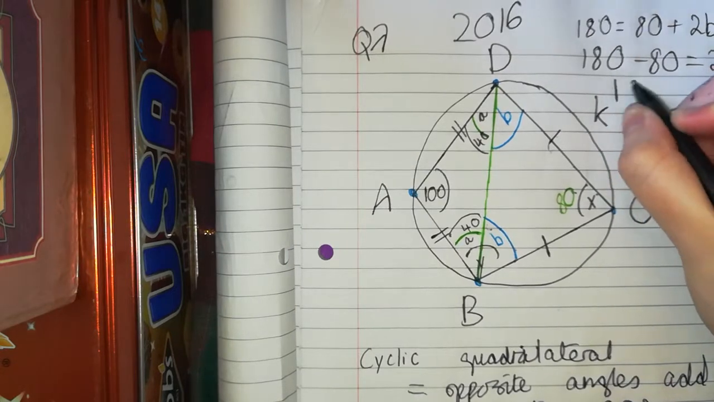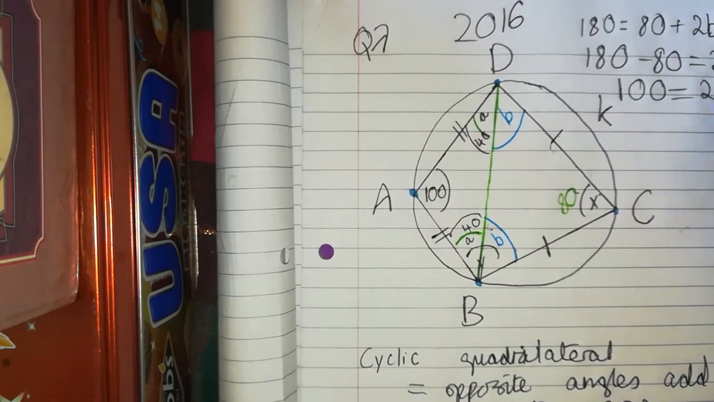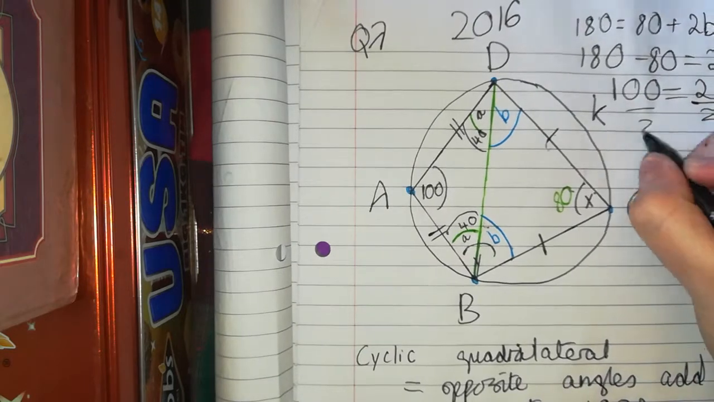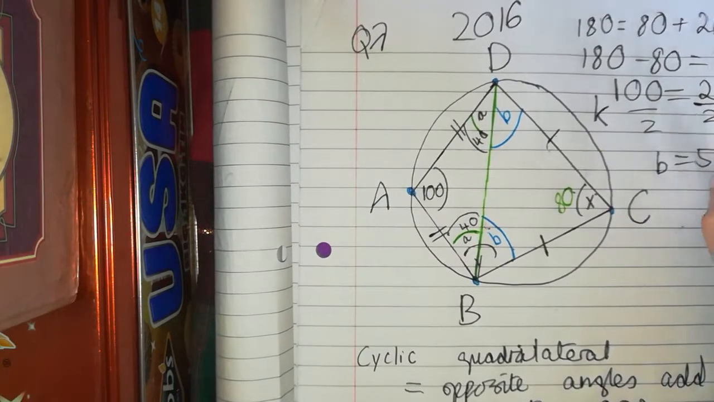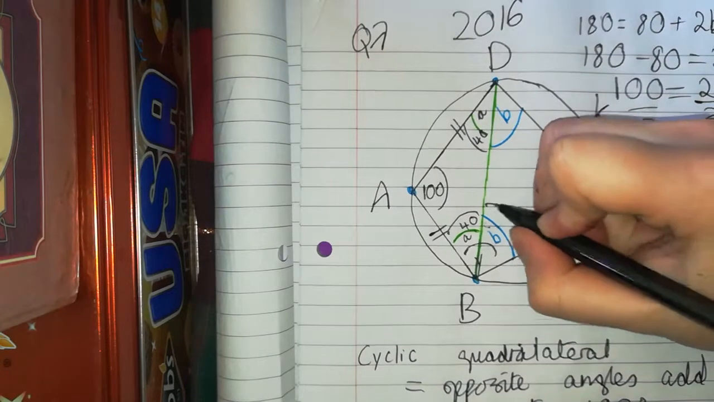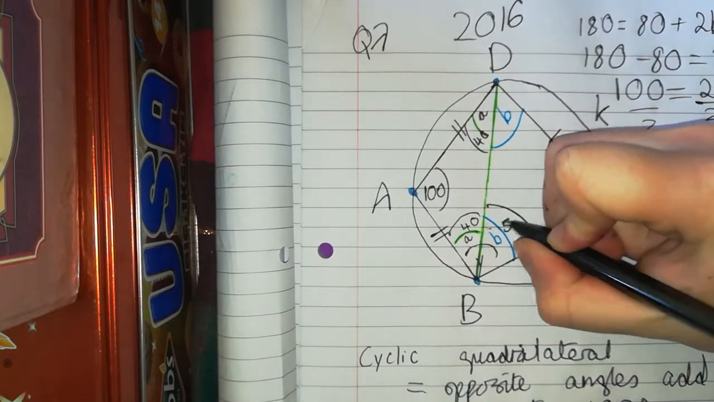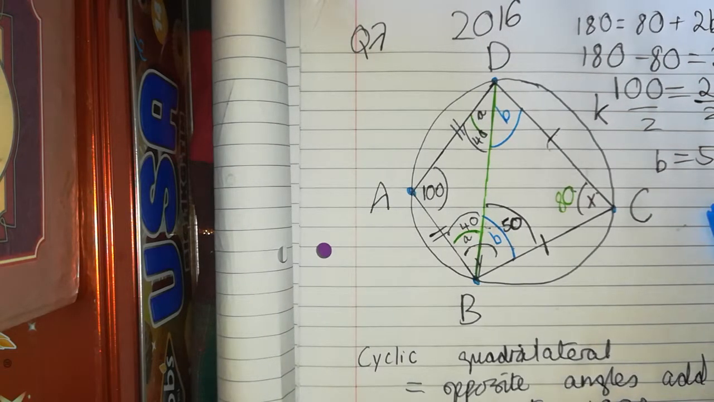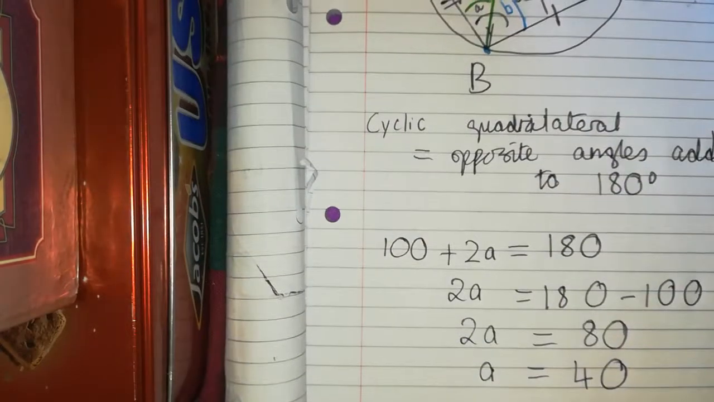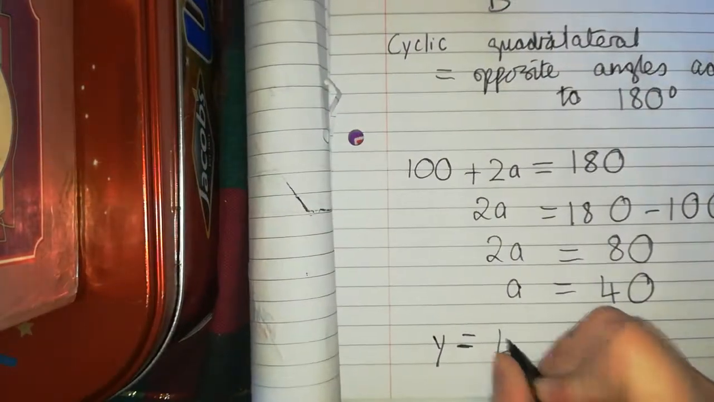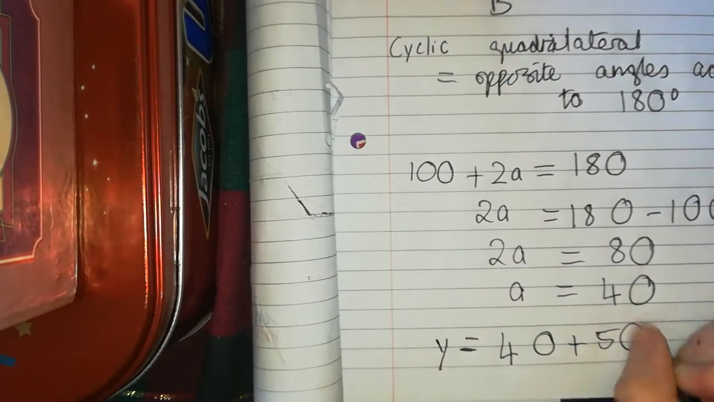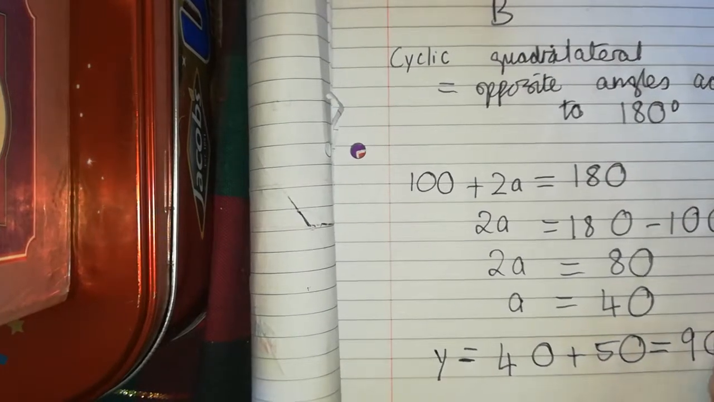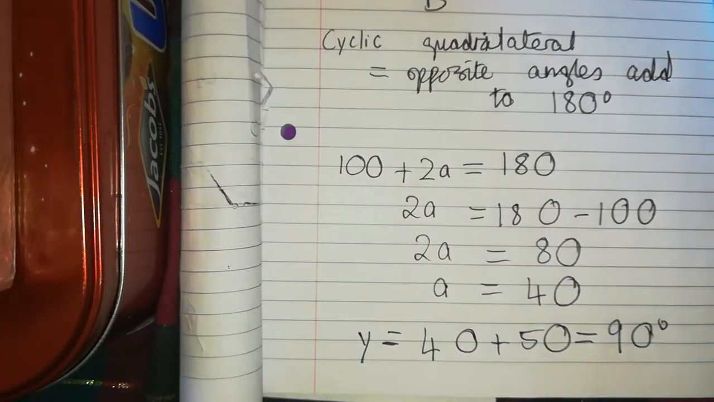So 180 minus 80 gives us 100, which is equal to 2B. If I divide both sides by 2, I get B is equal to 50. So this angle here is going to be equal to 50. So if I want to get what angle y is, I just have to add up 40 and 50. So y is equal to 40 plus 50, and I get 90 degrees. So that is my answer for y.